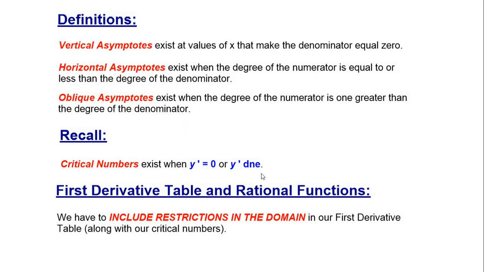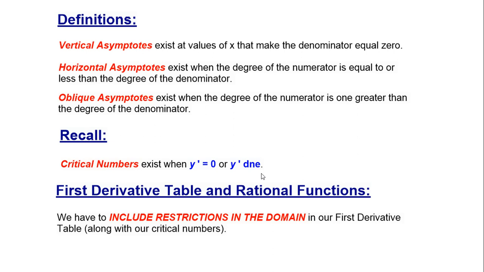Vertical asymptotes, as you know, those exist at x values that make the denominator equal to 0. And that means that factoring it is useful because then that's much easier for you to see where those vertical asymptotes are. Horizontal asymptotes, those will exist when the degree of the numerator is equal to or less than the degree of the denominator. If they're equal, it's just a matter of getting the ratio of the lead coefficients. If the numerator is less than the denominator, then it's simply just the x-axis, the y equals 0 line.